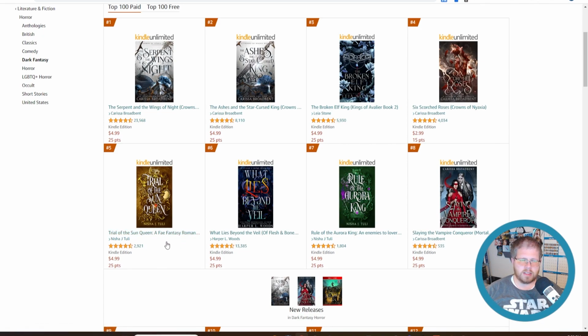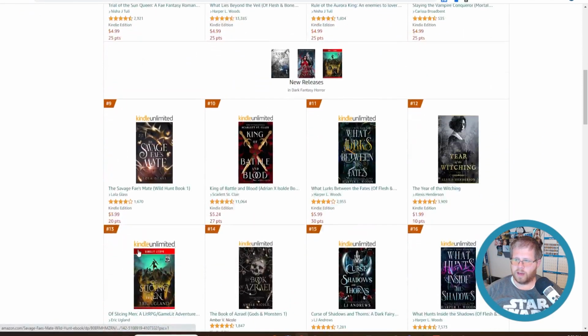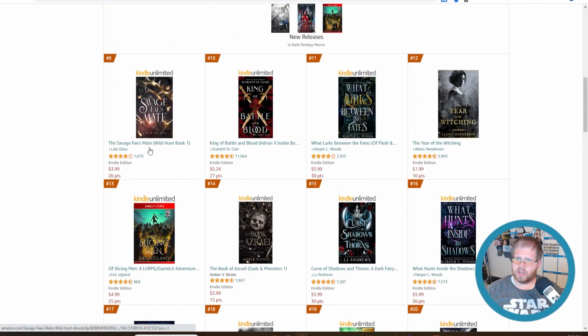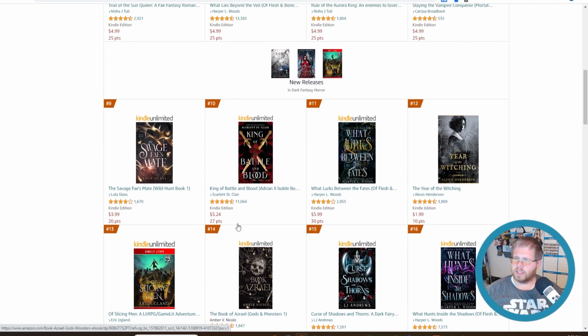And a lot of fantasy has this sort of blank of the blank, you know, like Lord of the Rings title structure. But another one that's become really popular lately is this style. It's the blank of blank and blank. So this one here, The King of Battle and Blood. And I'm sure there's some others here. Curse of Shadows and Thorns. But then there's some others here that are not that way, so it doesn't have to be that particular style.